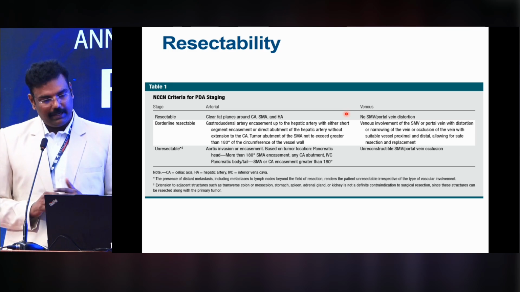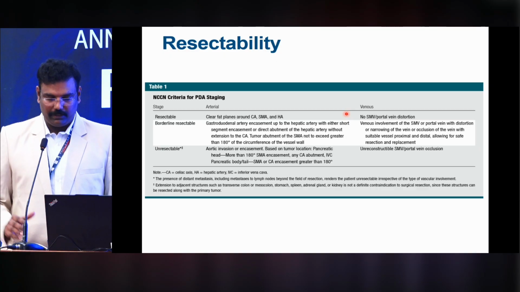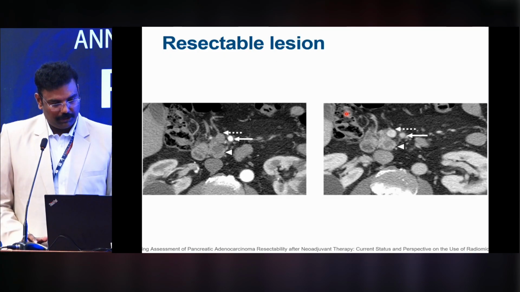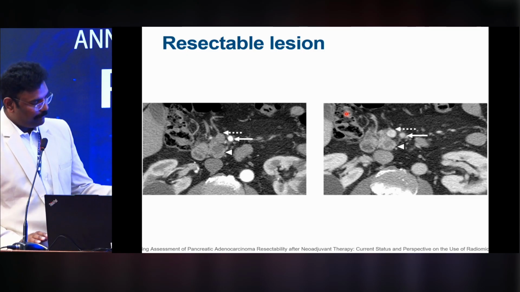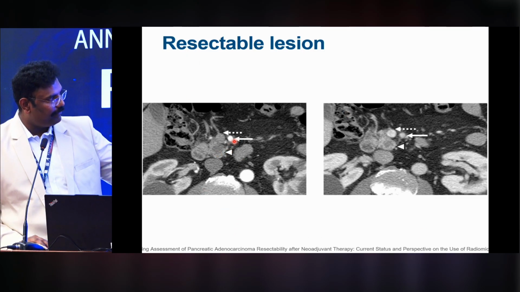With respect to artery, again, clear plane is resectable; unresectable is anything greater than 180 degrees, or encasement or distortion. Again, representative images: we can find the lesion in the uncinate process of the pancreas, which is quite away from the SMA.